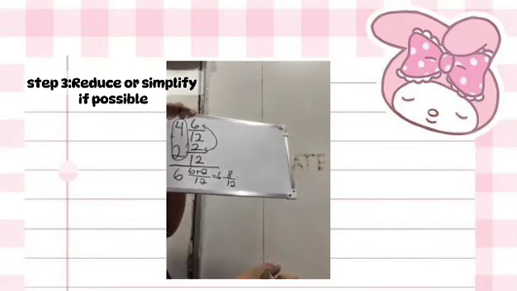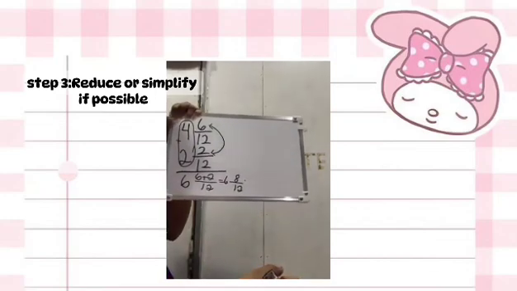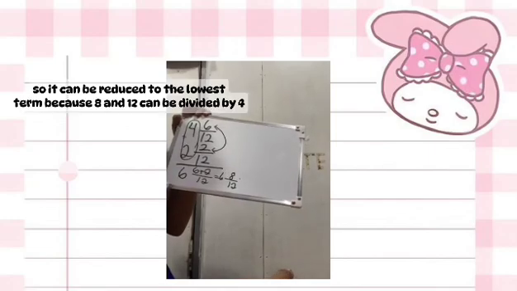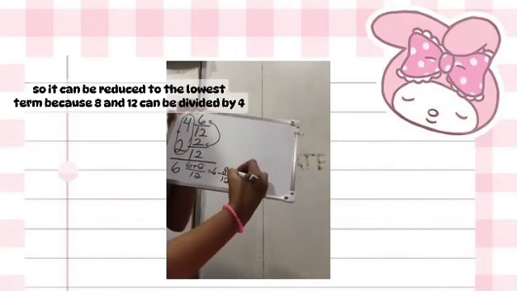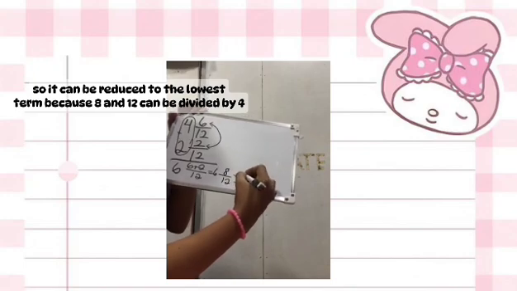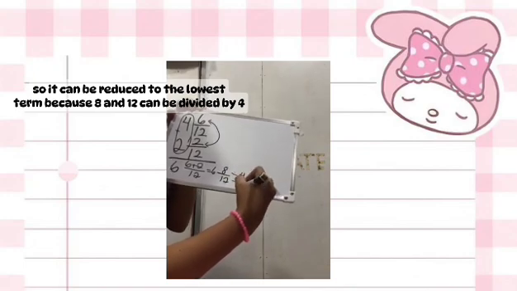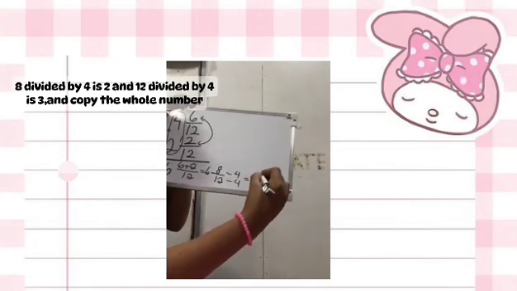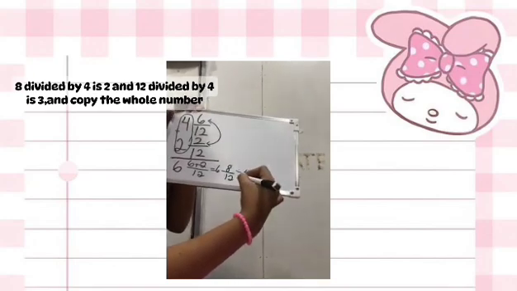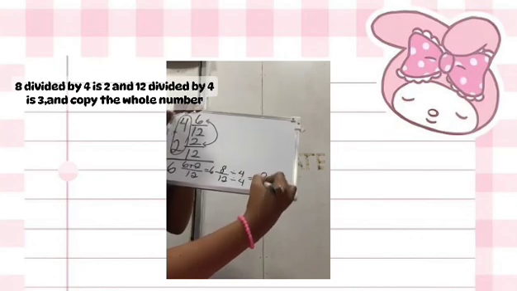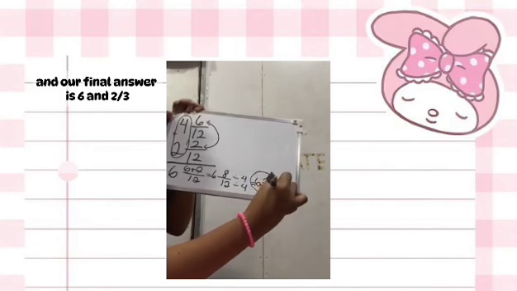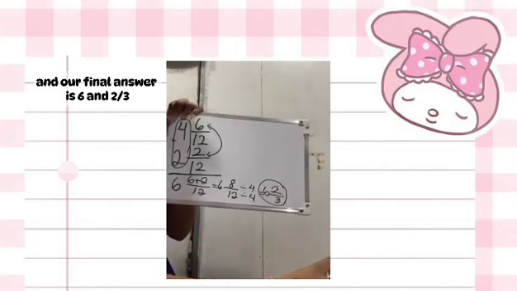Step 3, reduce or simplify if possible. So it can be reduced to lowest term because 8 and 12 can be divided by 4. 8 divided by 4 is equals to 2. 12 divided by 4 is equals to 3. Copy the whole number 6 and our final answer is 6 and 2/3.